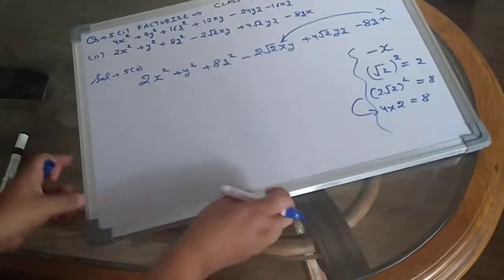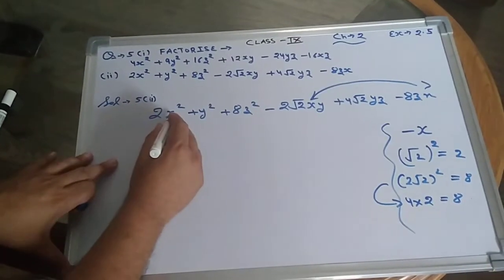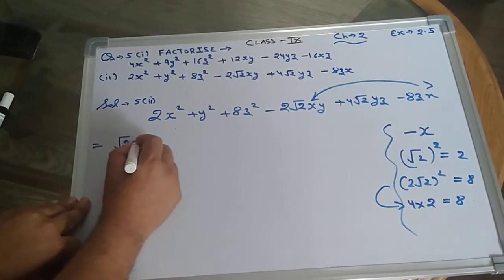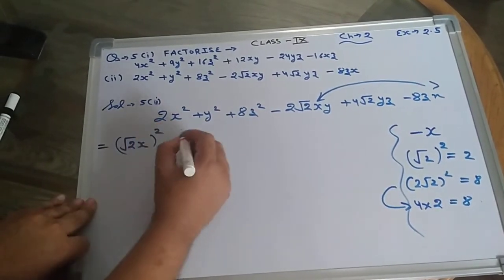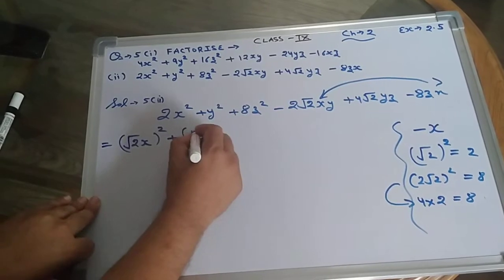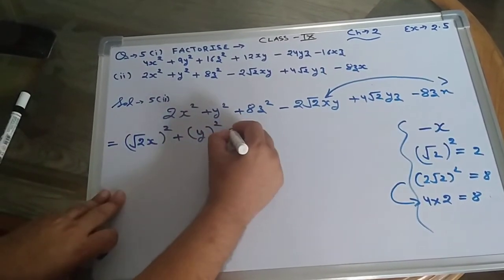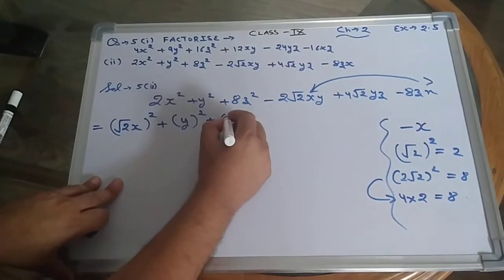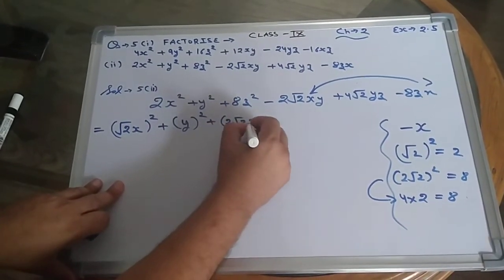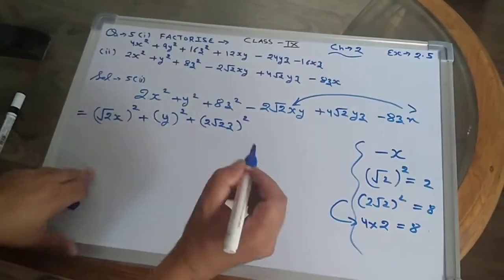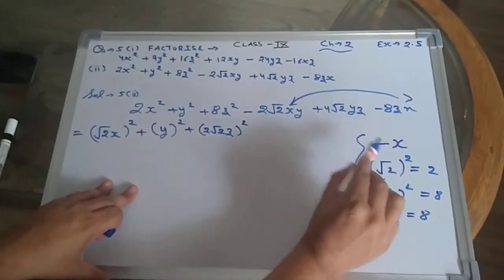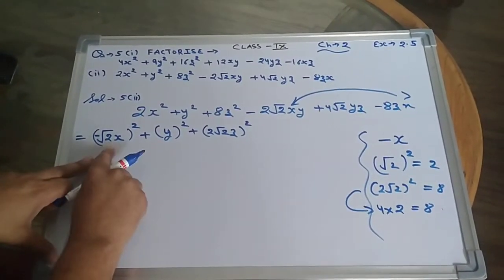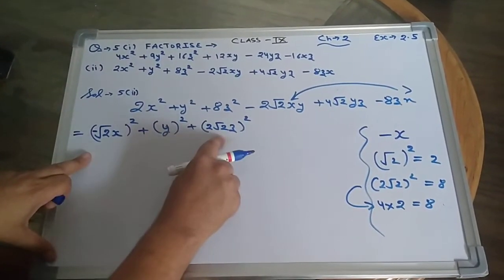Now let us start the question. 2x square, I already told you 2 is a square of under root 2, so I can easily write this. Y square, you don't have to worry, y square is a square of y. And 8, I told you 8 is a square of 2 root 2, so you can put there 2 root 2, along with your z. Now I have to write x as minus x, so I put minus in this bracket. Now this acts as our A, this acts as our B, and this acts as our C.